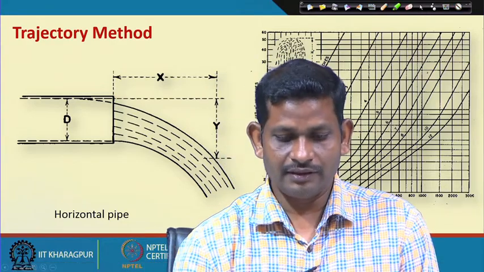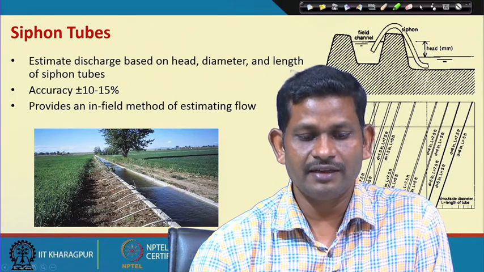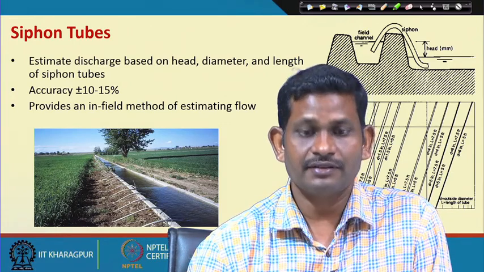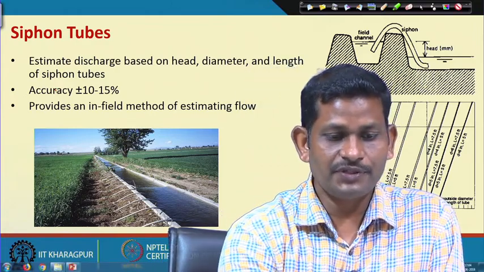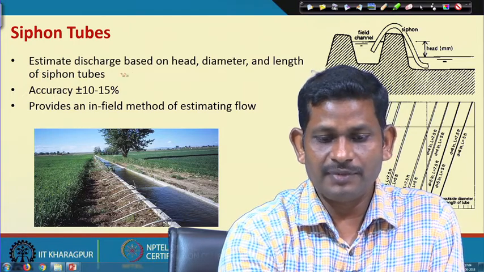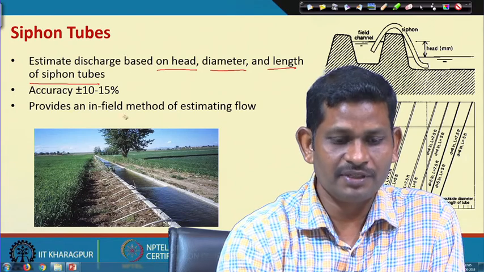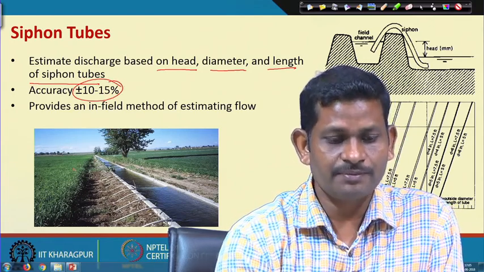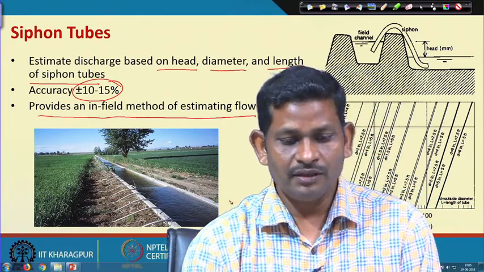Okay. So, the next is the siphon tube. These are very important as far as irrigation is concerned. Basically the siphon tubes are plastic tubes. Okay. So, based on the head, diameter and the length of the siphon tubes, the discharge is estimated. Accuracy could be plus or minus 10 to 15% and it provides an in-field method of estimating flow.